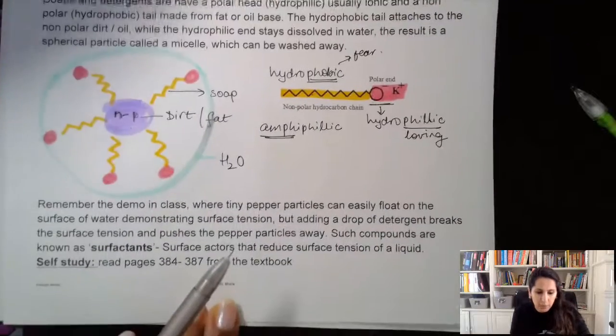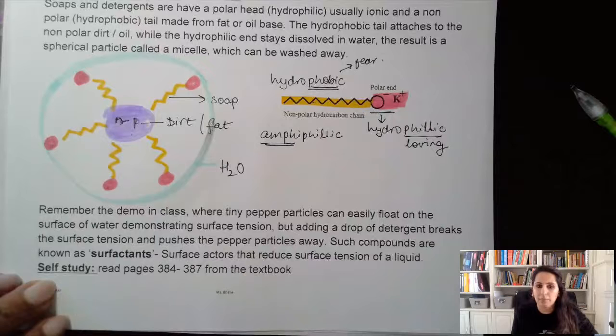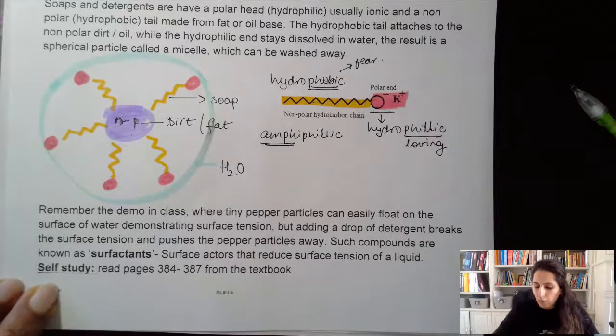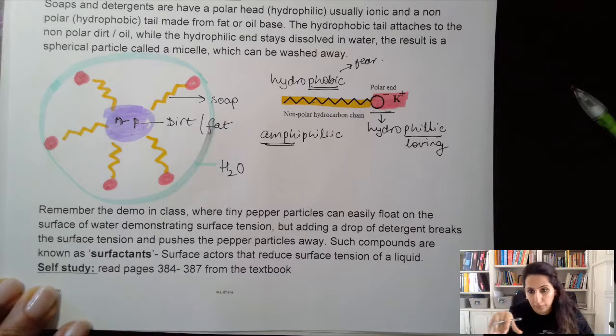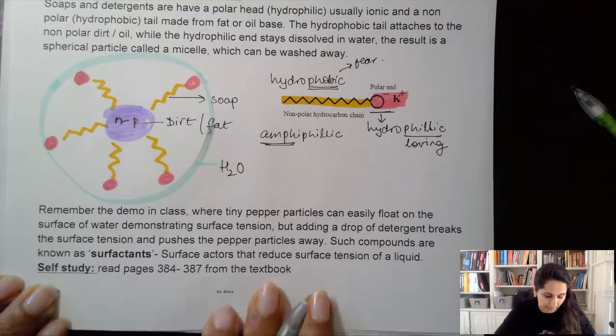If you remember that demo in class where we had some water in a plate, pepper particles were able to float on top of the water, demonstrating the surface tension in water. But as soon as you take a little bit of detergent on your finger and put that in the middle, this detergent is able to break through the surface tension of water. Such molecules are called surfactants, those that act on the surface and reduce surface tension of liquids. So soaps and detergents are also known as surfactants.